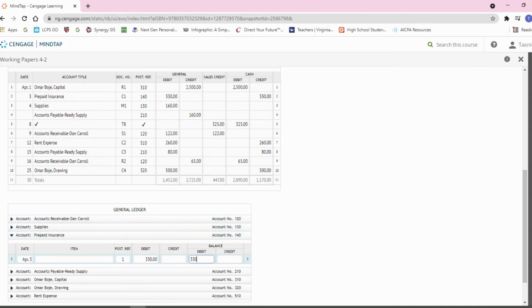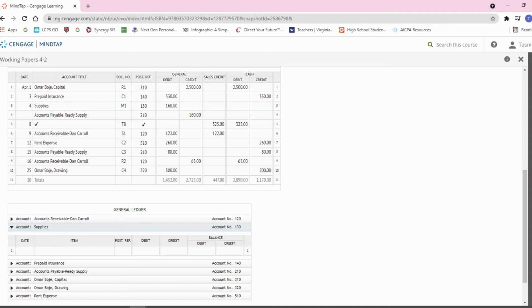So what's our next transaction? It is supplies. So we're going to go up to supplies. Our date for supplies was April 4th.